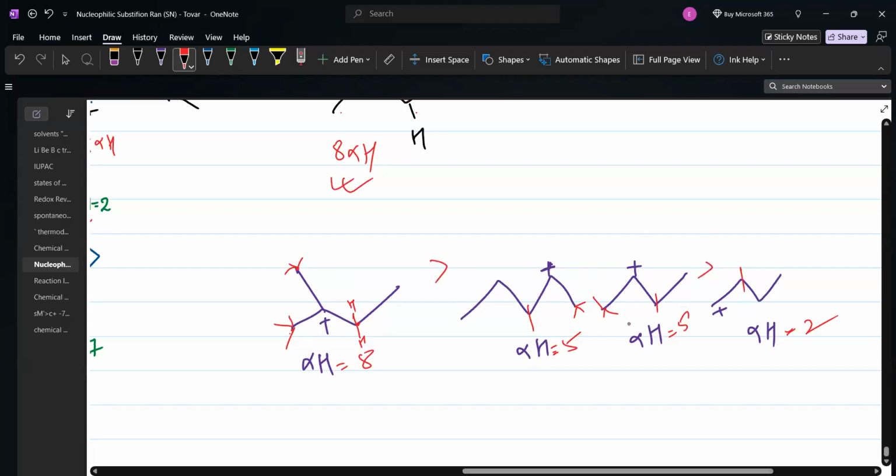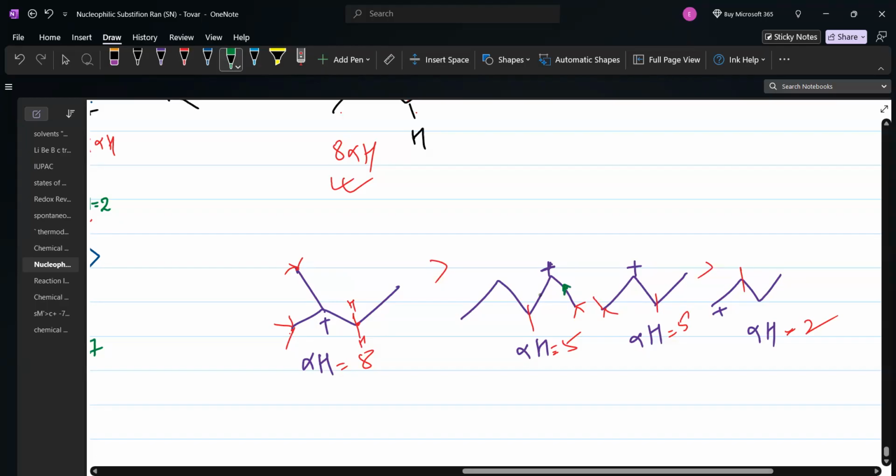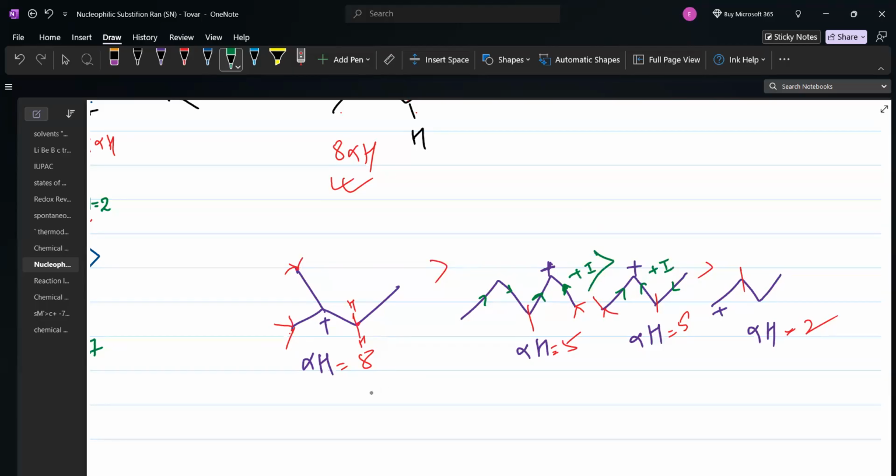In these two, how will we comment on it, just for your knowledge sake. This is getting plus I effect from this alkyl group, and from this and this alkyl, so lots of I effect here, and we have plus I effect from these two only. So the answer will be in this fashion only. The thing I have to teach you here is counting the number of alpha hydrogen and commenting on the stability, right? Everybody understood?